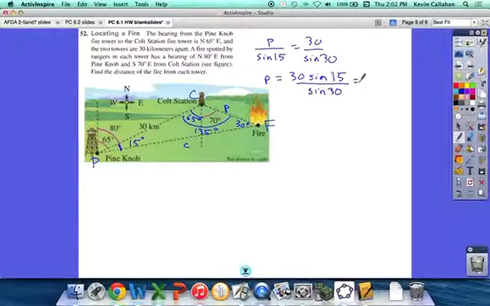So put that in the calculator. 30 sine 15 divided by sine 30. 15.5. Okay, that was P, so that's here.